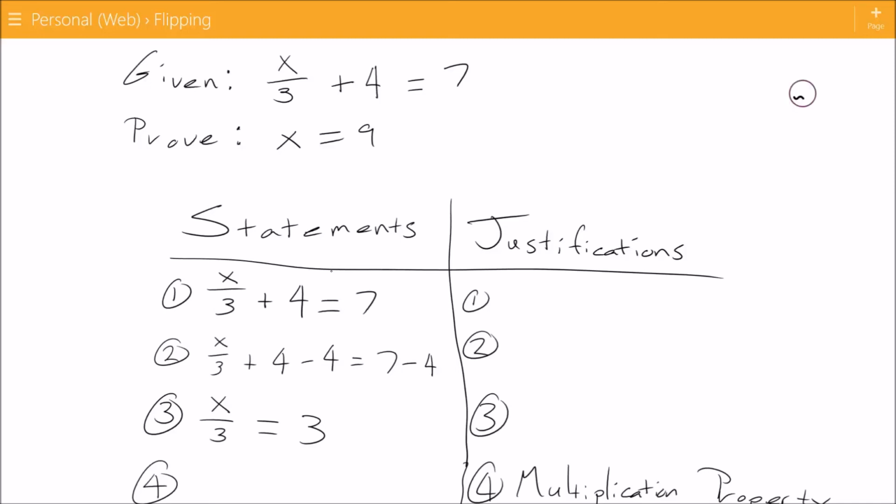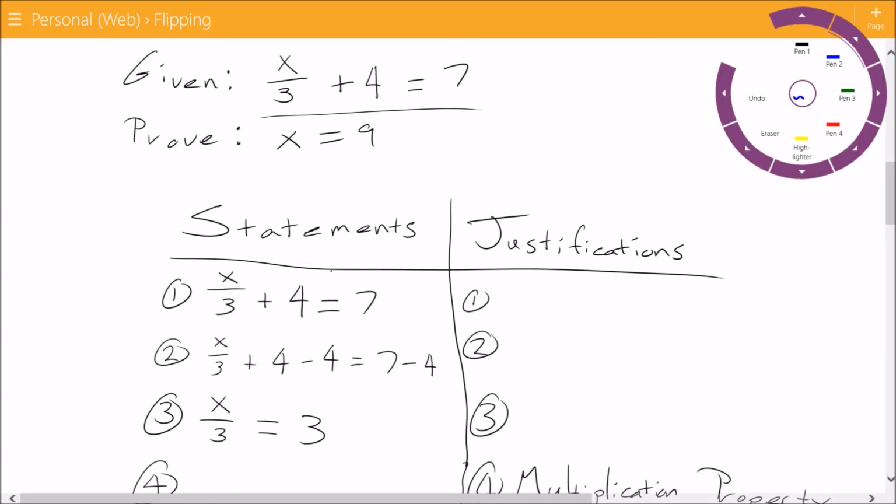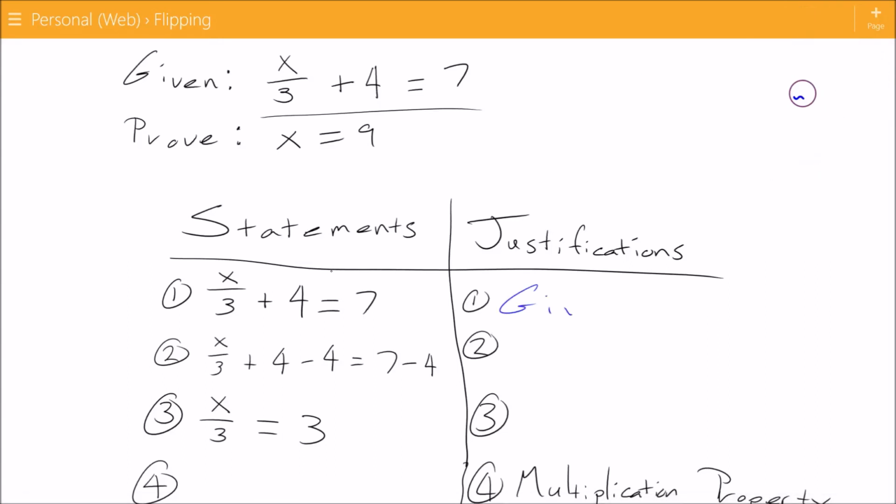So, first things first, here is the equation. I've got x over 3 plus 4 equals 7. I want to prove that x equals 9. I've got something already here in the statement. This is exactly what's up here. So what do I put down as my first justification? Survey says should be given. Always, always, always. First thing is given, just like we said moments ago.